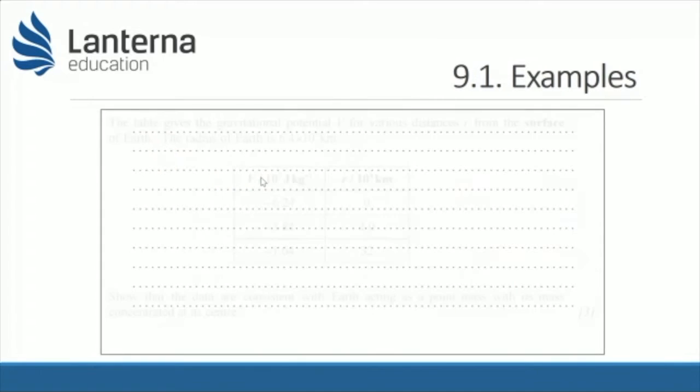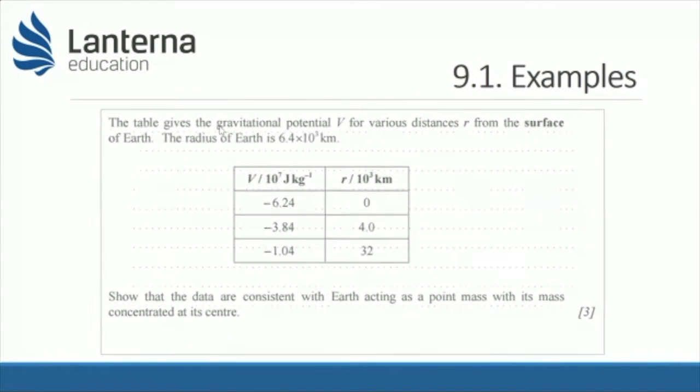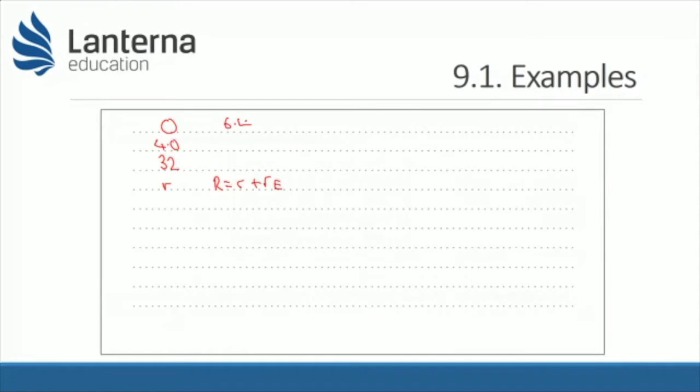So that's going to be 6.4 times 10 to the 3, 10.4 times 10 to the 3, and 38.4 times 10 to the 3. And then, if I know all the radii, I would find my own versions of the gravitational potential. So calculate V yourself for each radius.